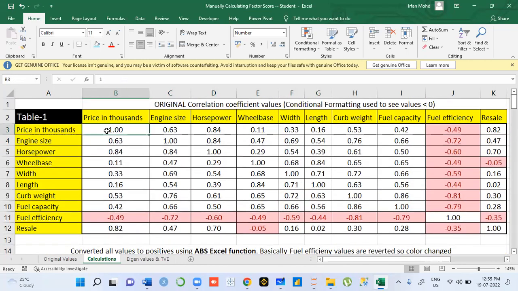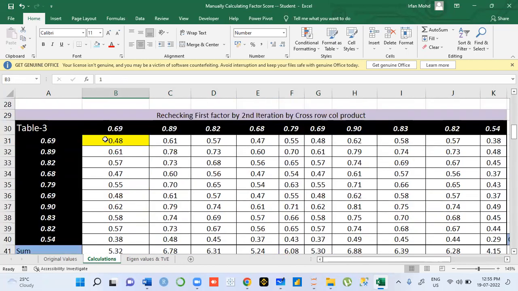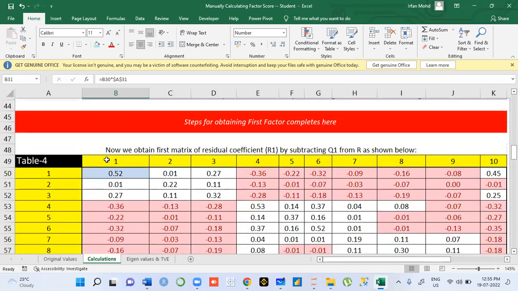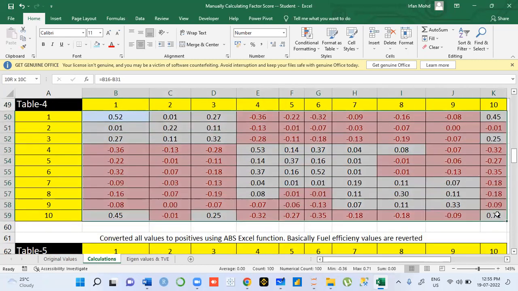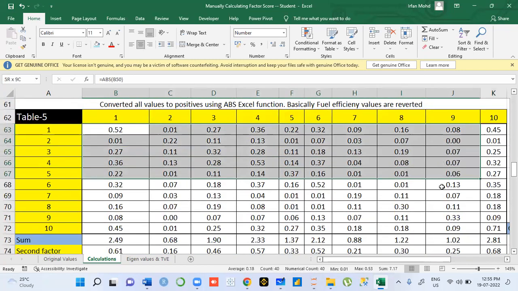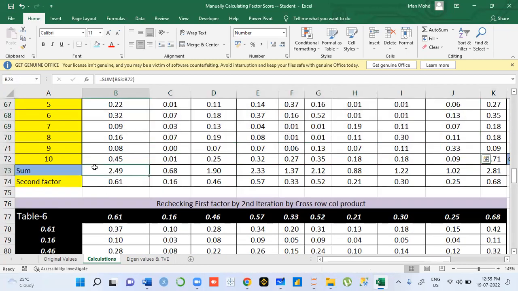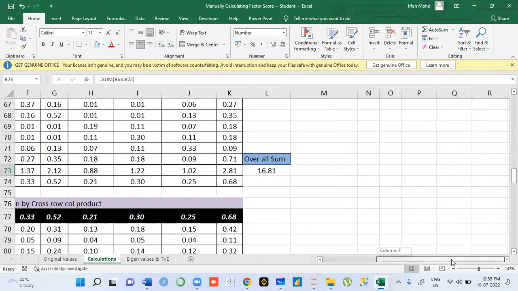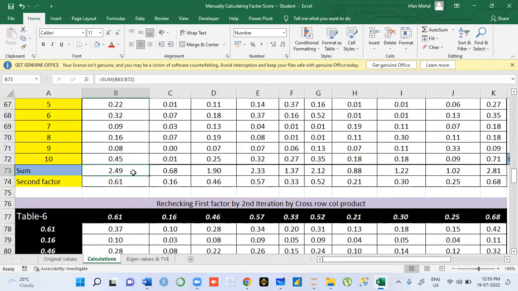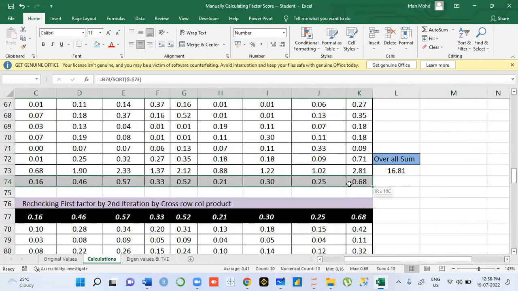table number 1 minus table number 3 will give me table number 4. Then there are negatives. I convert to positive. Then I do column sum, overall sum. Each sum, each of column divided by square root of overall. So I get second one. Calculation is not important. That's why I skipped for you.